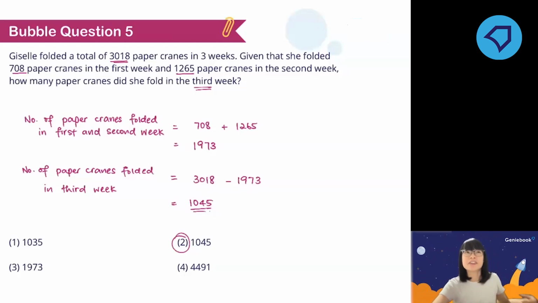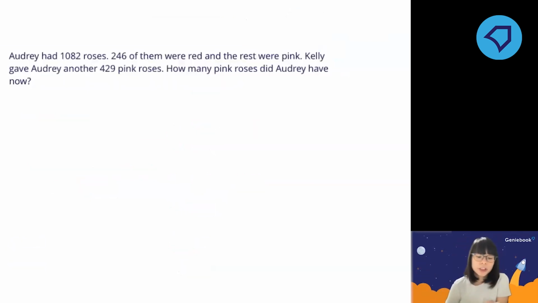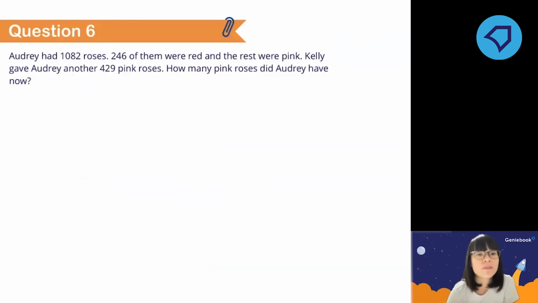Okay, let's move on to question number 6 before we go on to our bubble question and then our challenge question. Question number 6. Let's take a look. We have Audrey. Audrey had 1,082 roses, 246 of them were red, the rest were pink. Kelly gave Audrey another 429 pink roses. How many pink roses did Audrey have now?